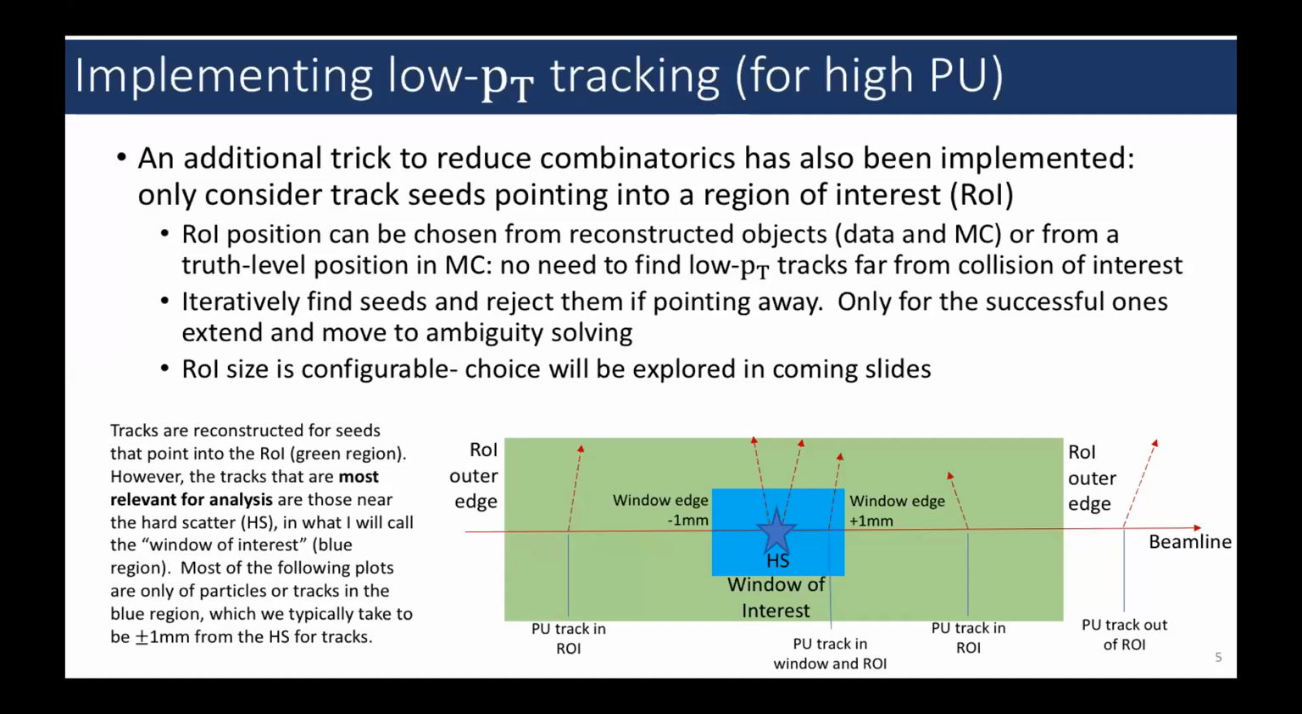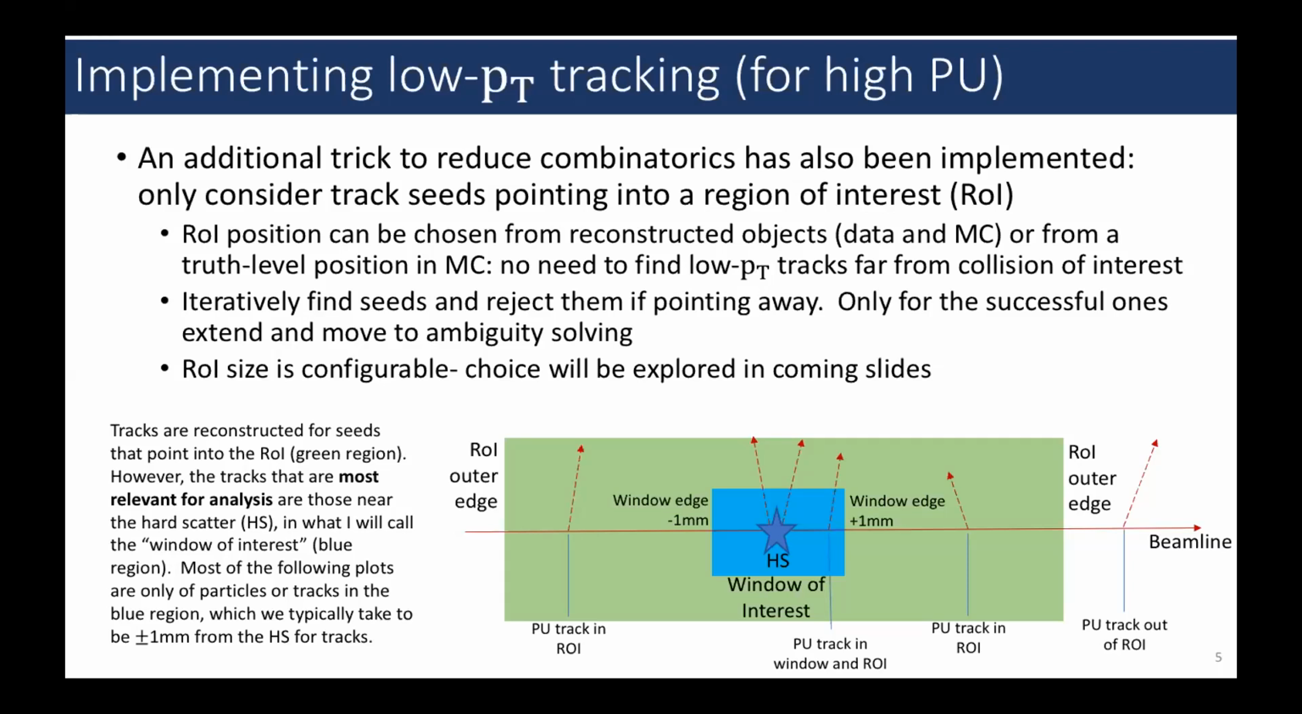A little illustration is shown on the bottom of this slide. The red horizontal line can be taken to be the beam line. Interactions can occur over a large distance of this line, including outside of the region of interest, which is shown in green. So if the seeds point into the green region, then they will get passed on to the next stages of tracking. And that is as far as the algorithm goes.